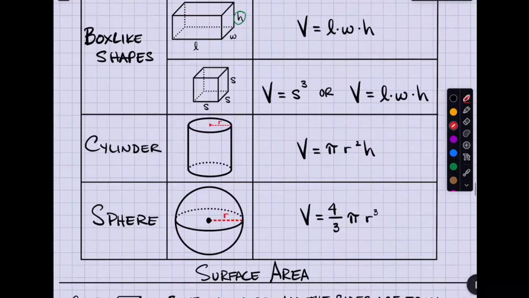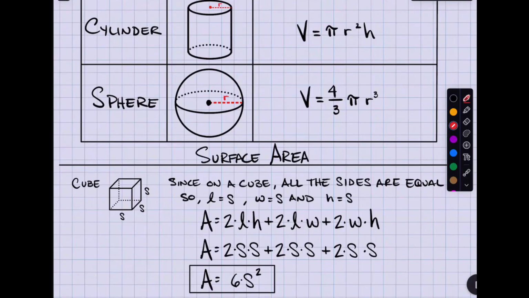Sphere, however, has nothing consistent, right? If I try to slice it any way, it's just going to be bigger and smaller circles. So I can't really do anything there.